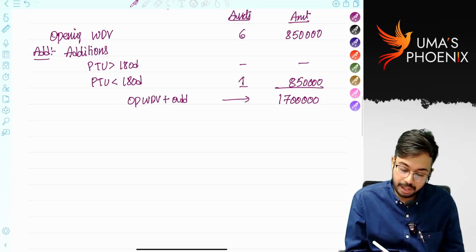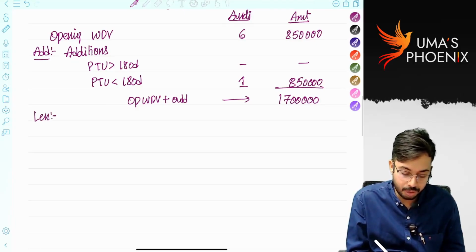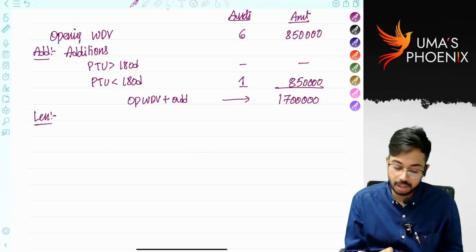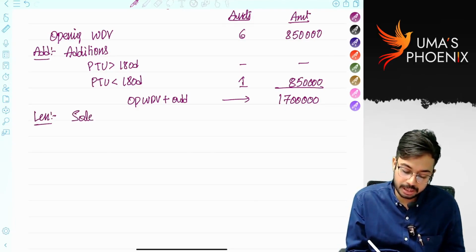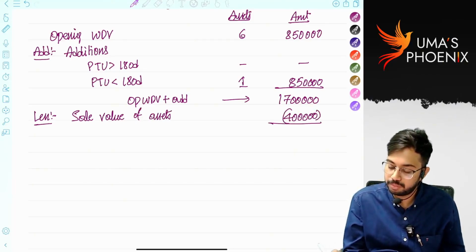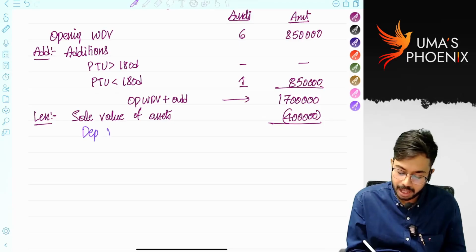From this we need to reduce assets sold, right? Do we reduce book value or sale value? Sale value. How much is sale value of assets? 4 lakhs. So how much is depreciable value? Depreciable value is 13 lakhs.